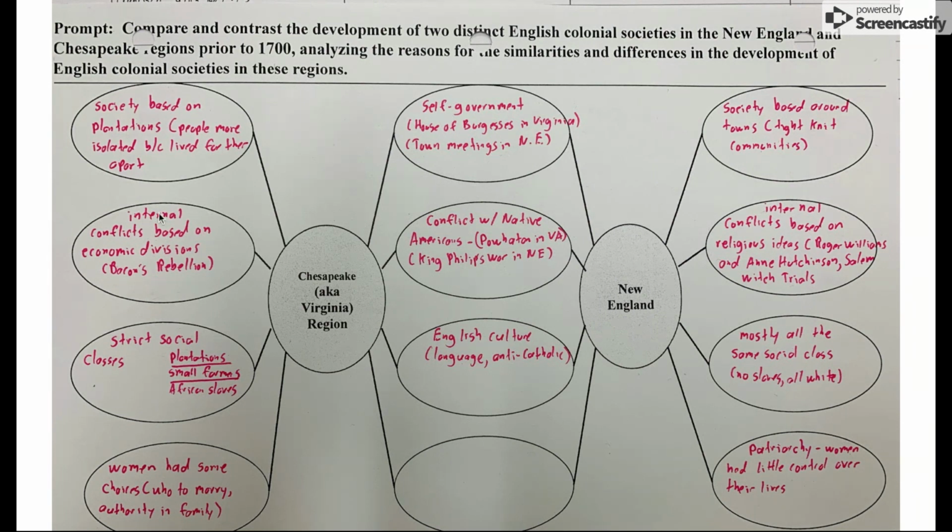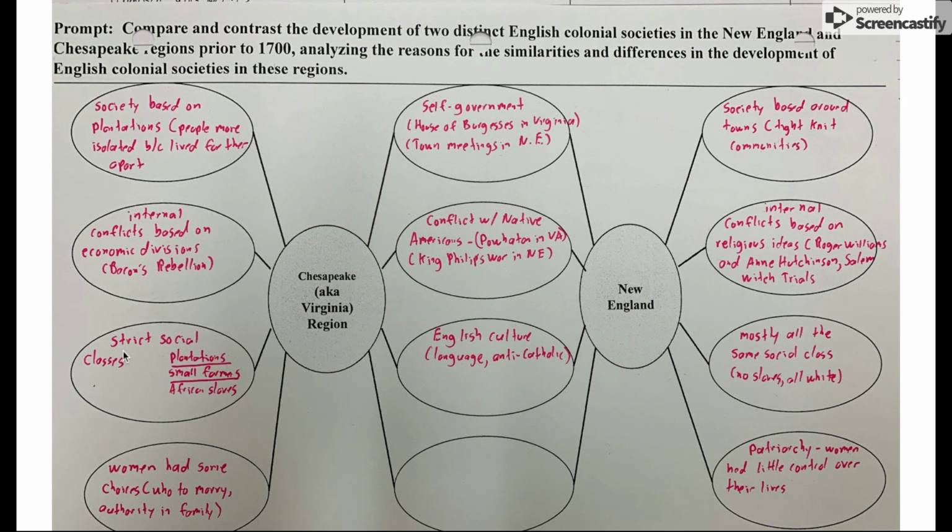Whereas in the Chesapeake, their internal conflicts weren't based around religion. They were based on economic divisions, like Bacon's Rebellion. Remember Bacon's Rebellion? You have the lower class, these former indentured servants that were upset because they felt like they were not being protected by the government, and they weren't getting what was promised to them, so they rebelled. That kind of makes sense because the economic divisions here relate a lot to why the Chesapeake was founded, for economic gain, whereas New England was founded for religious freedom, so their conflicts are based around religion.